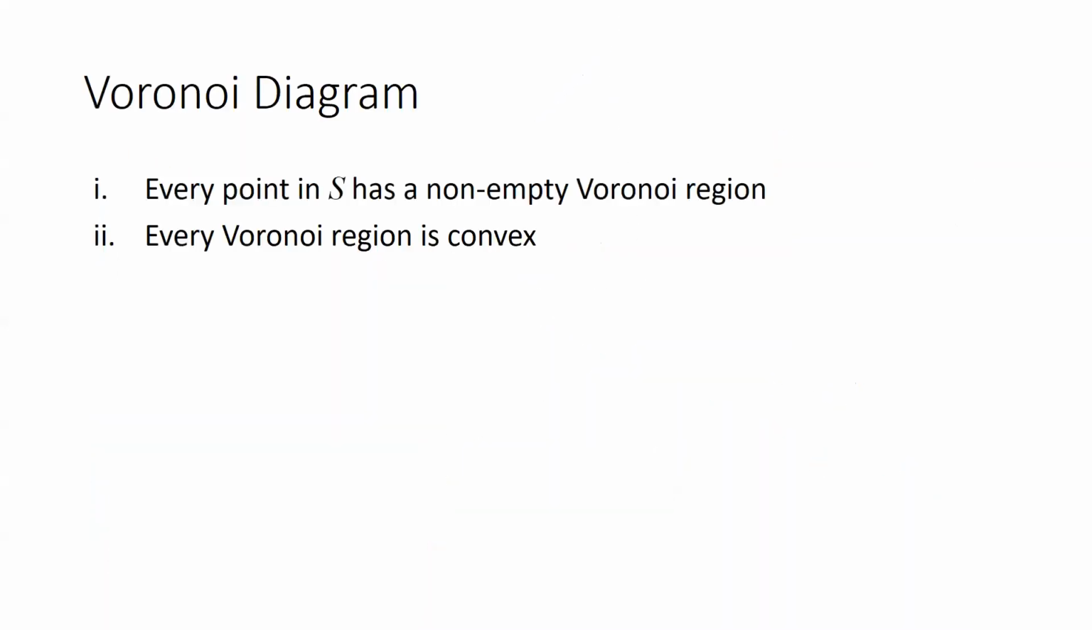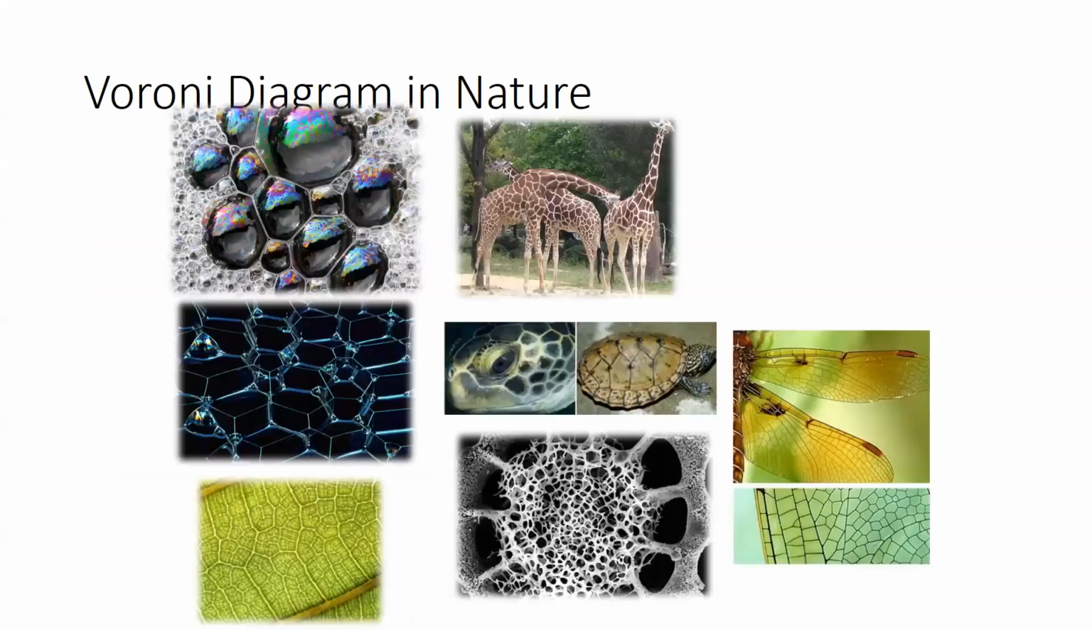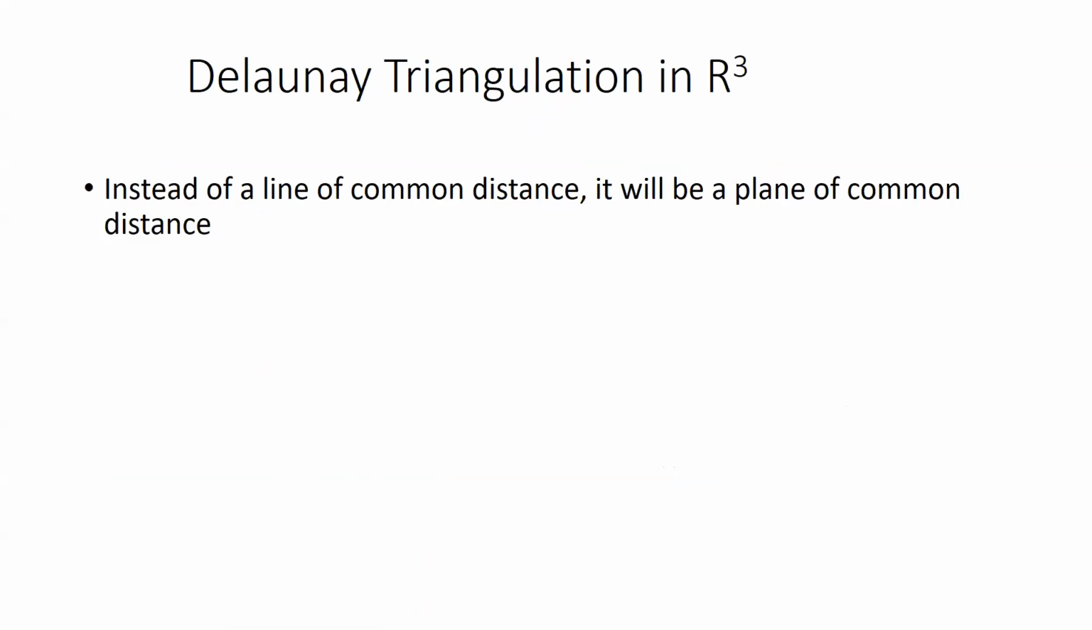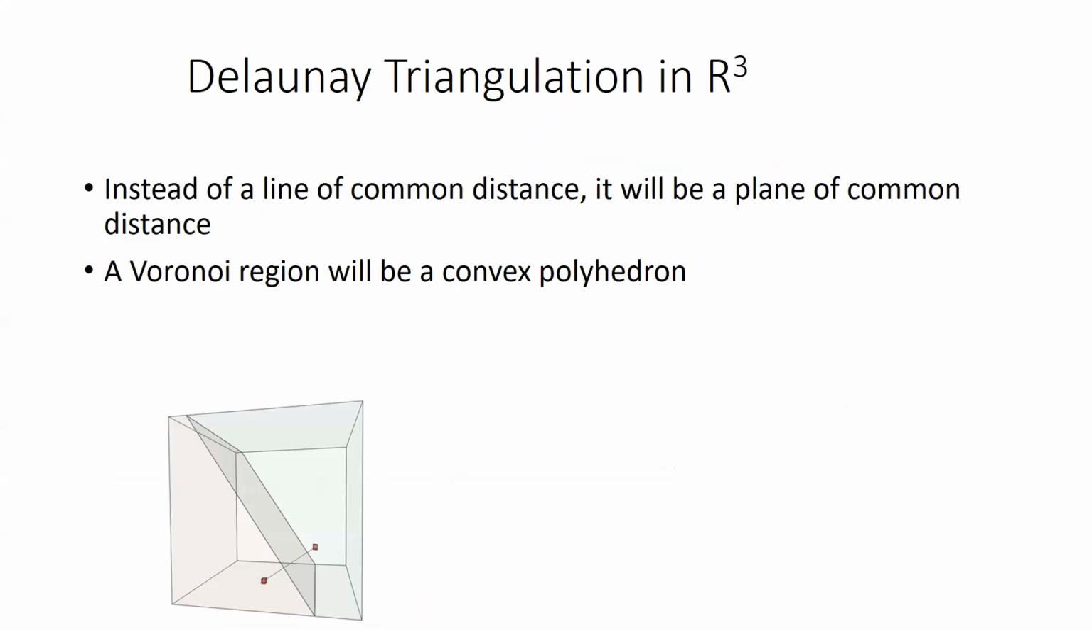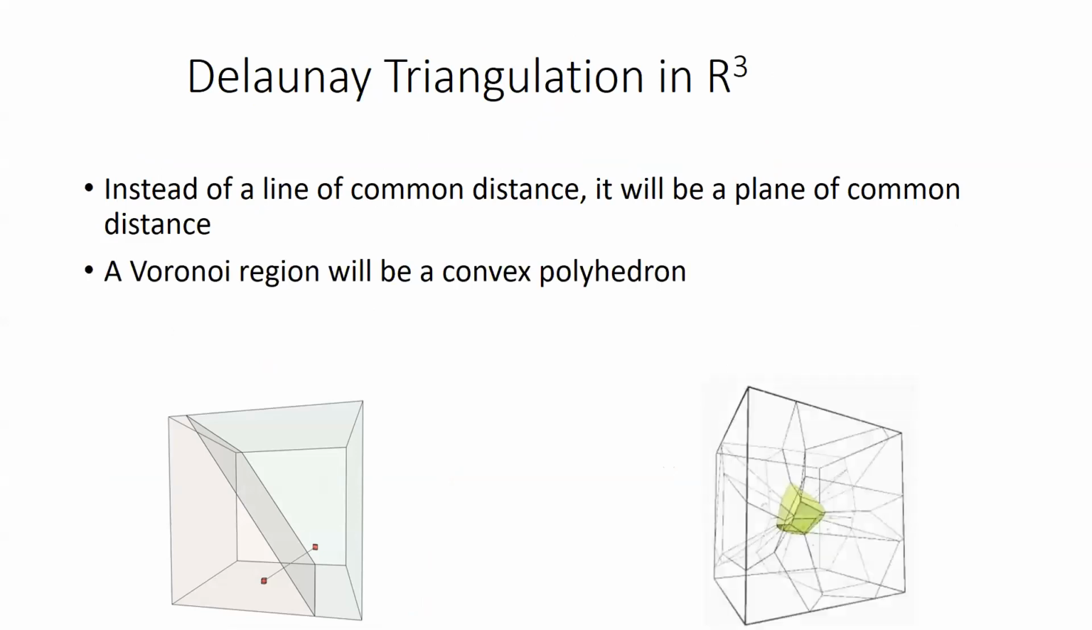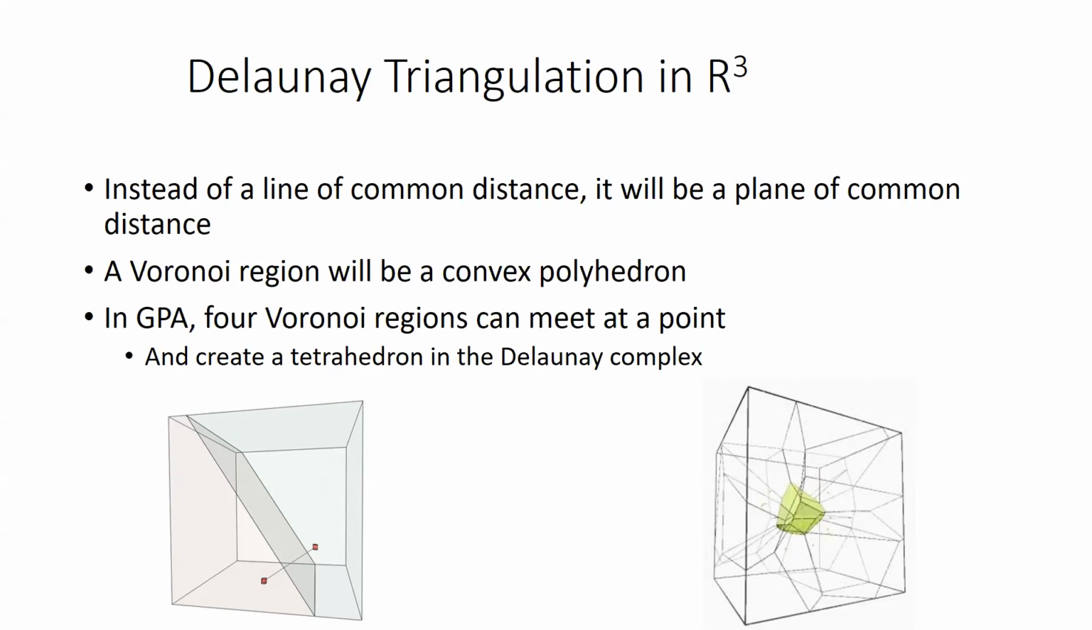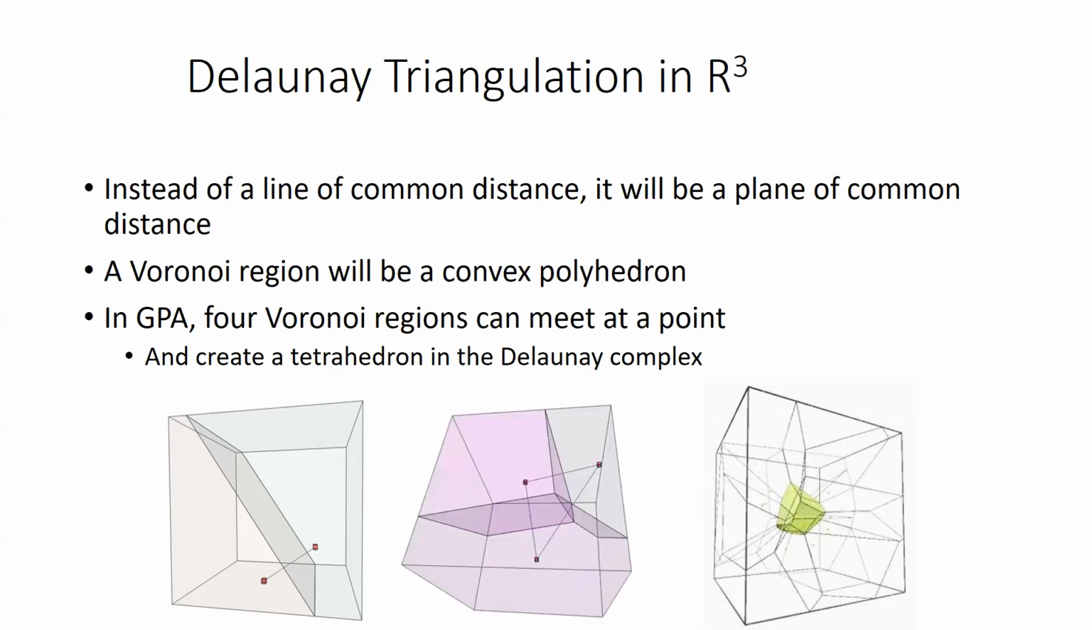So in 3D, you can apply totally the same thing, such that for 2 points in 3D, the line of common distance will become a plane of common distance. And then it will divide the space in two half spaces, and the Voronoi region will be a convex polytope. So after you get a few half spaces and they intersect each other, there will be a convex polytope for each of the points. And in general position assumption, at most 4 Voronoi regions will be meeting at a point, and that will create a tetrahedron in the Delaunay triangulation complex.